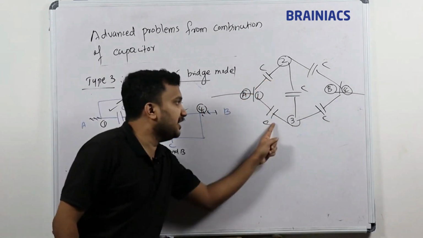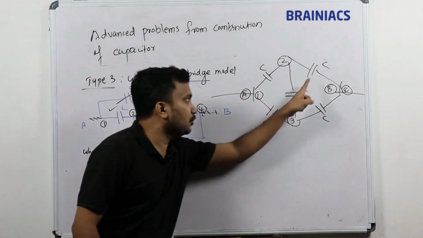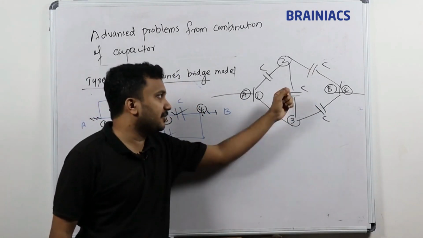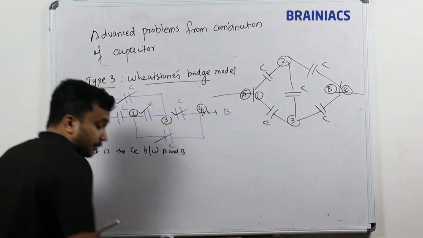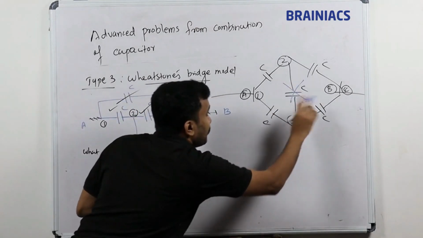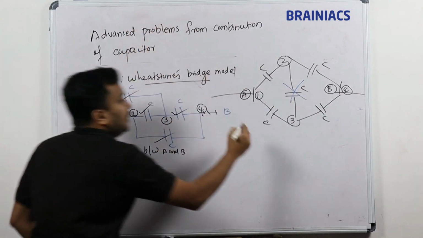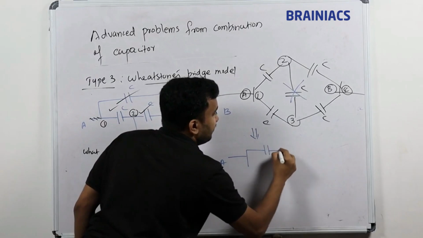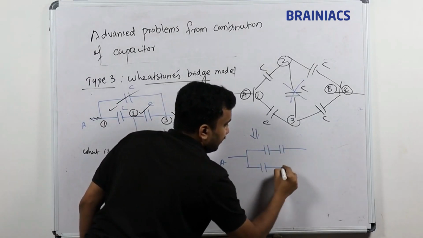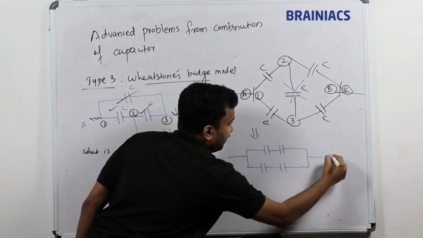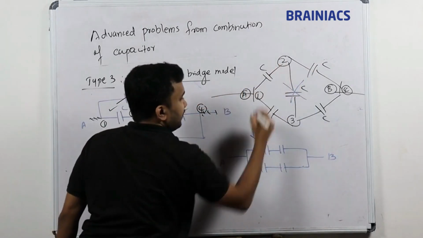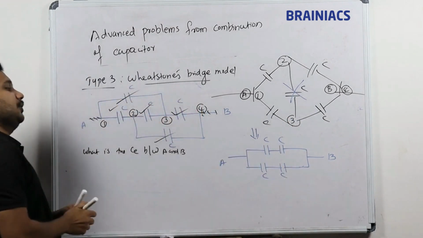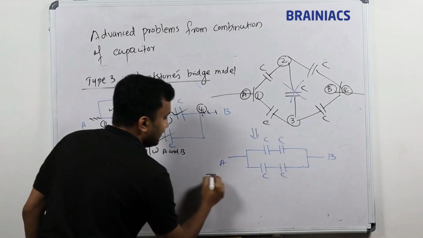Left hand side ratio C by C, answer is 1, is equal to right hand side ratio C by C, answer is 1. Left hand side ratio equal to right hand side ratio means you can ignore which capacitance? You can ignore the middle capacitor. So now your circuit will look like this: A, and you have 2 parts like this, and B. The top 2 things C, C, bottom 2 things C, C. 2 capacitances connected in series.